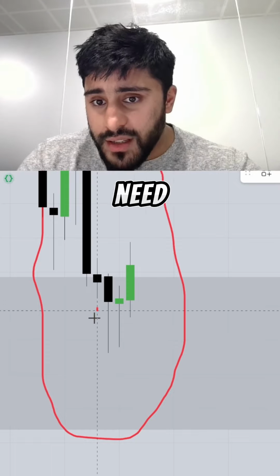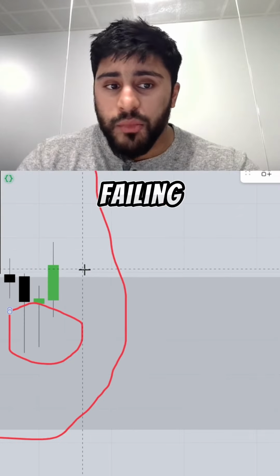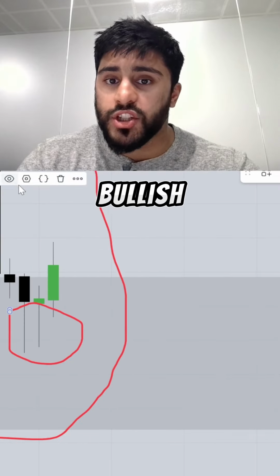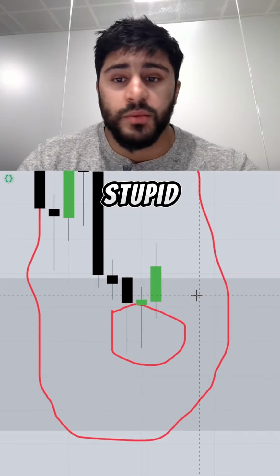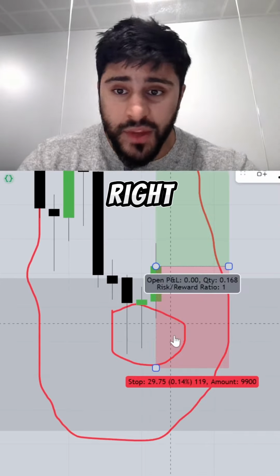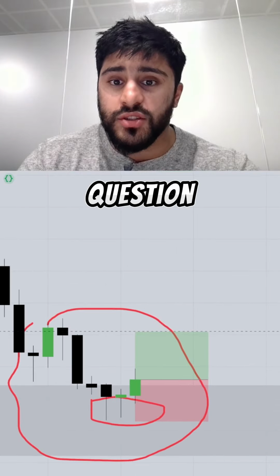you need to understand you have these wicks over here. So this represents aggressive sellers that are failing. Price now breaks above the body at this bullish key level. This gives you some indication that you can take buys without using that stupid PO3 indicator that no one knows how to use, right? So you can have a stop loss just below these wicks because we're at a 15-minute level. And the next question is, where do you target?